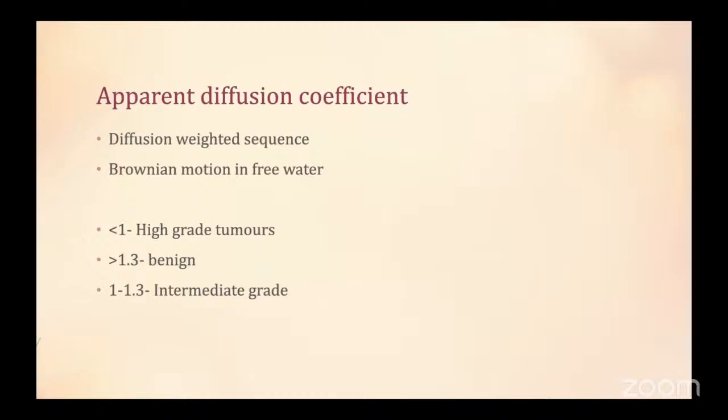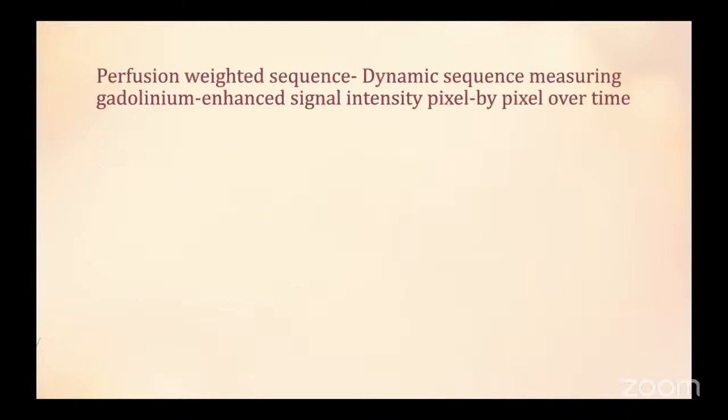Apparent diffusion coefficient is calculated in the diffusion weighted sequence of the MRI, and it happens due to the Brownian motion in the free water. So lower ADC values represent higher grade tumors. And as we go towards benign, the ADC increases. Just to mention the perfusion weighted sequence, it is a dynamic sequence measuring signal intensity pixel by pixel over time.